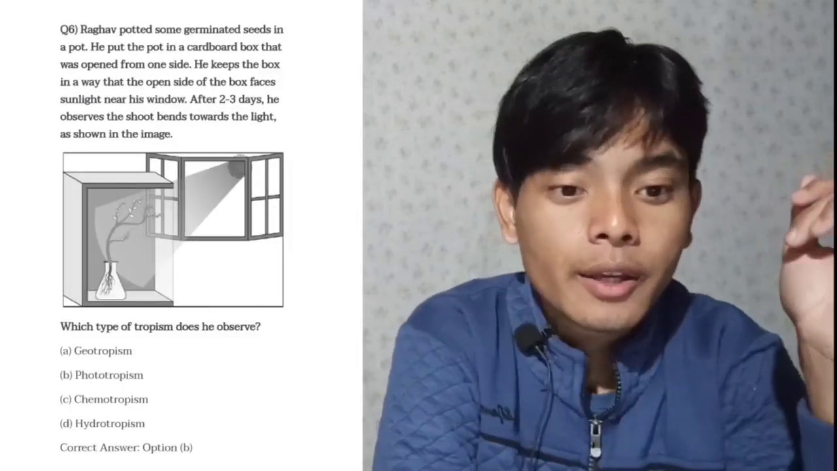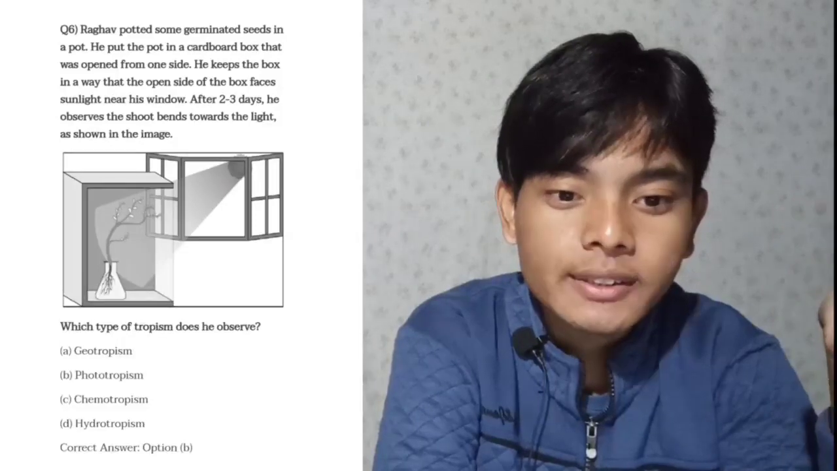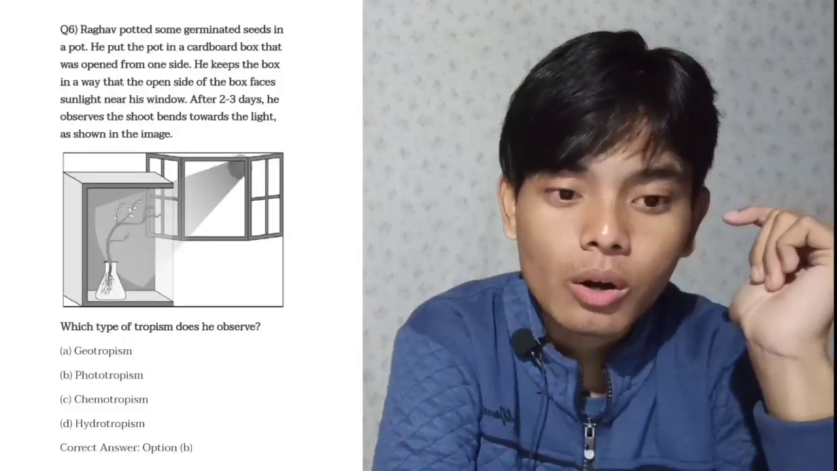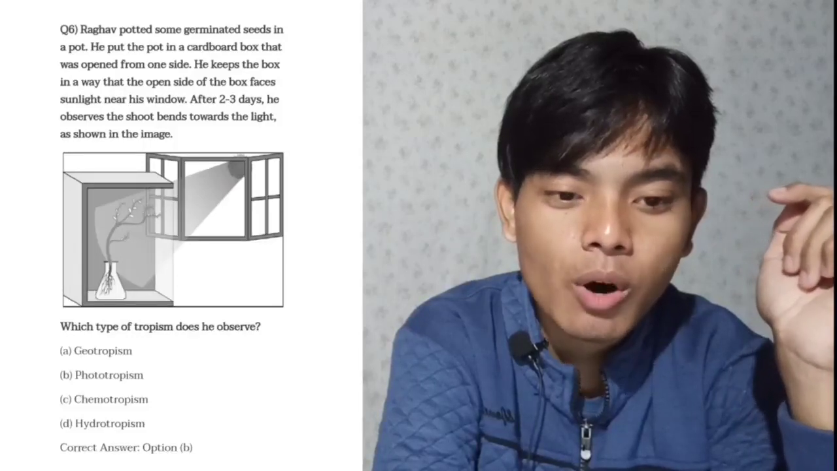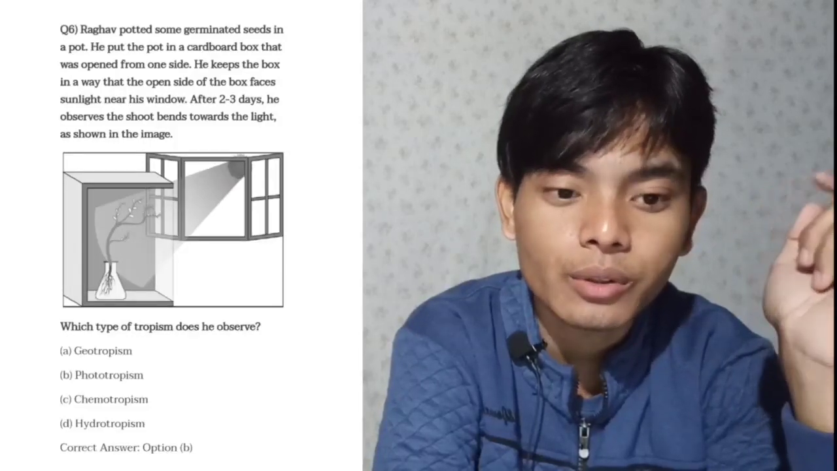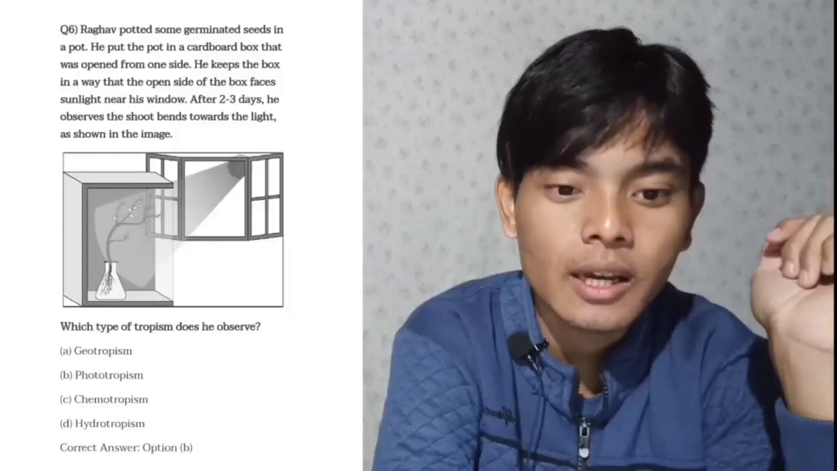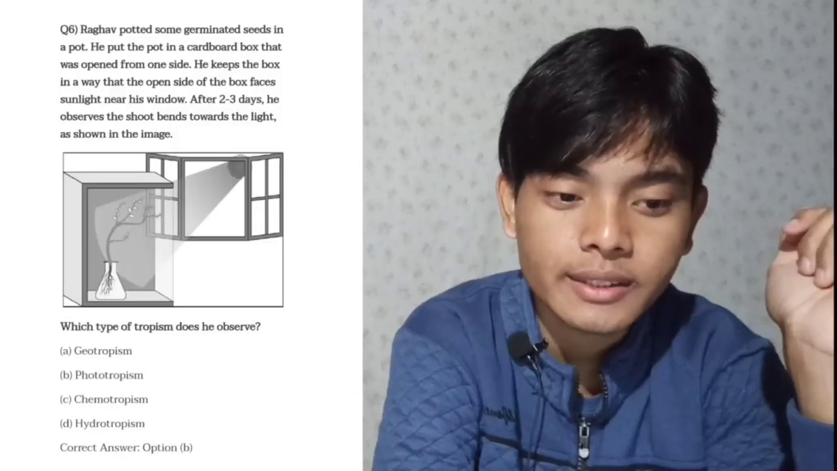Raghav potted some germinated seed in a pot. He put the pot in a cardboard box that was open from one side. He kept the box in a way that the open side of the box faces sunlight near his window. After 2 to 3 days, he observed the shoot bends towards the light.